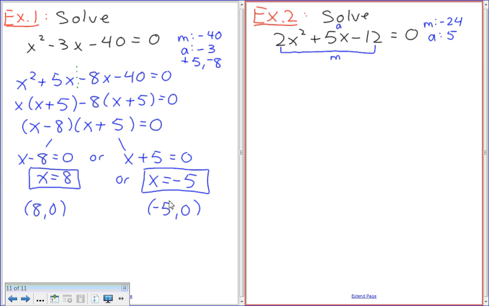8 and -3, very good. Okay, keep going. Well, what do we do with those two numbers? Okay, go ahead, please. 2x squared plus 8x minus 3 minus 12. Okay, good.